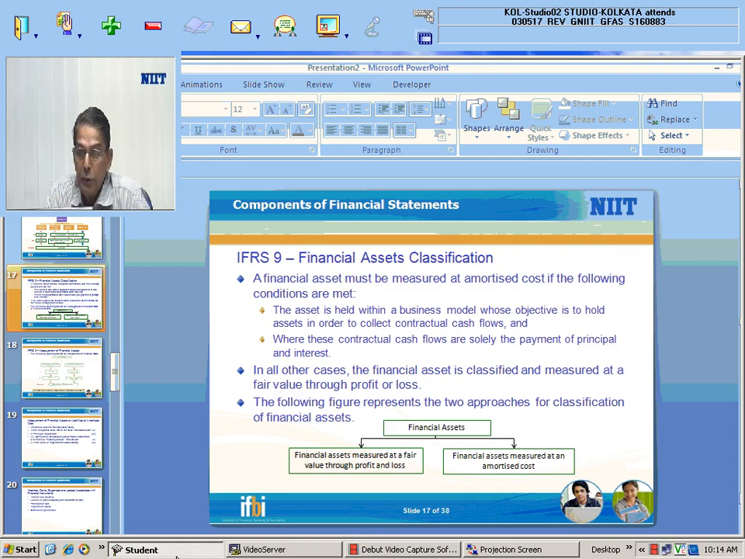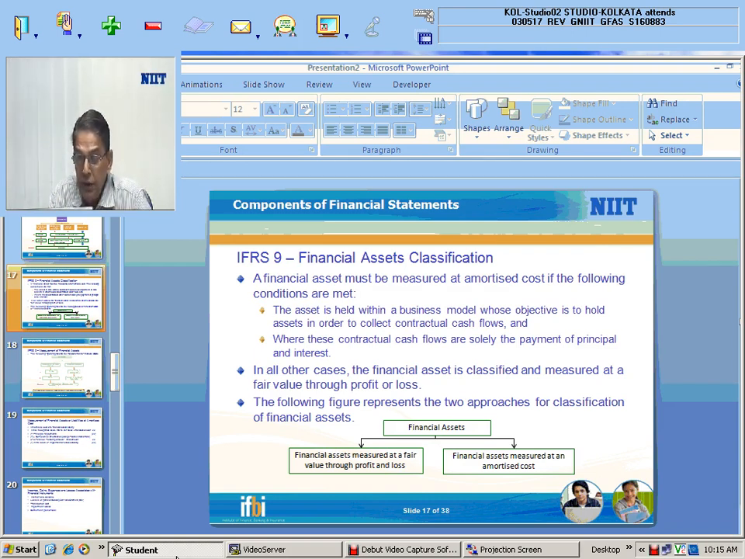So the following figure represents the two approaches for classification of financial assets under IFRS 9. Financial assets measured at fair value through profit or loss, so FVTPL, and financial assets measured at amortized cost. In IFRS 9, classifying financial assets on recognition as one of the two types is a significant simplification over IAS 39, because under IAS 39 there are four classifications, whereas IFRS 9, which is replacing IAS 39 from 1st January 2018, has only two classifications. One is financial assets measured at fair value through profit or loss, and the other is financial assets measured at amortized cost.